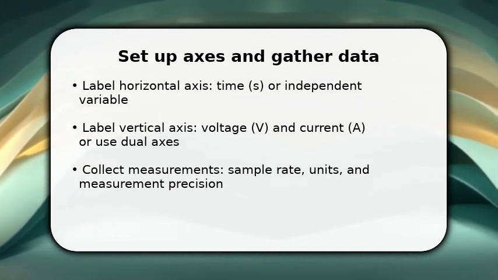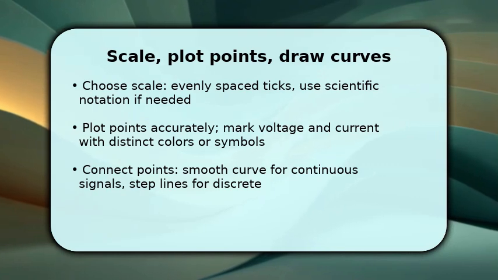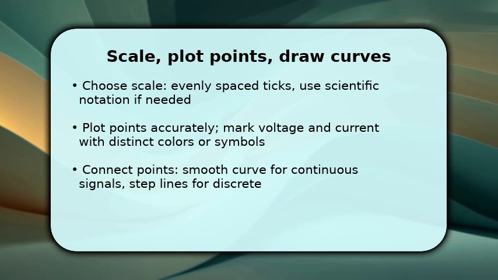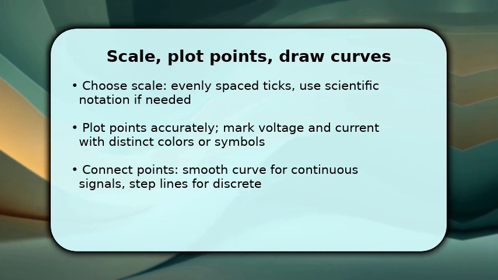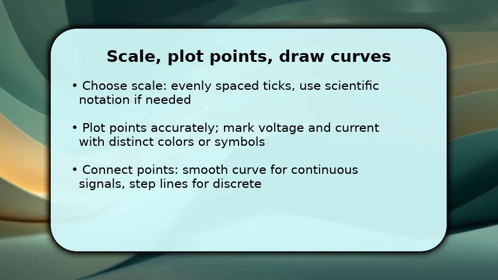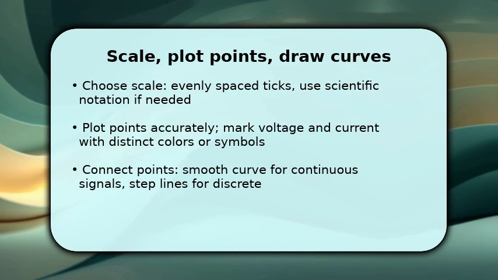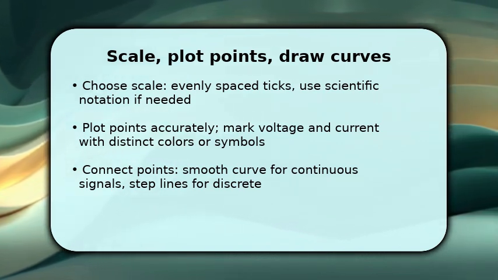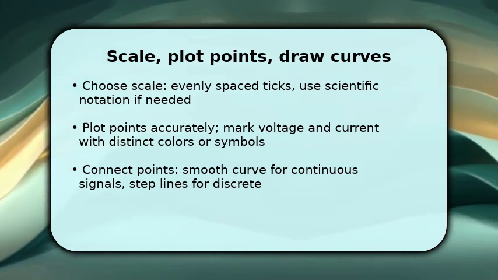You now choose appropriate scales and plot each data point precisely. Pick tick spacing so major features fit the chart and use scientific notation if values vary widely. Plot voltage and current with different colors or symbols and add a legend for clarity. When connecting points, use smooth interpolation for analog signals and stepwise joins for discrete samples. Make sure to annotate peaks, zero crossings, and steady-state regions. These annotations explain why the curve behaves as it does and guide later analysis.